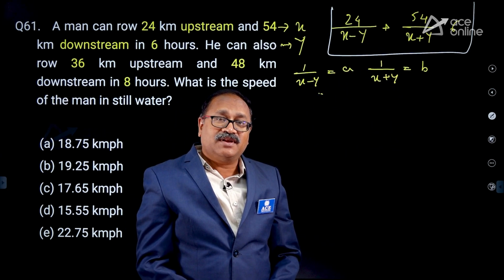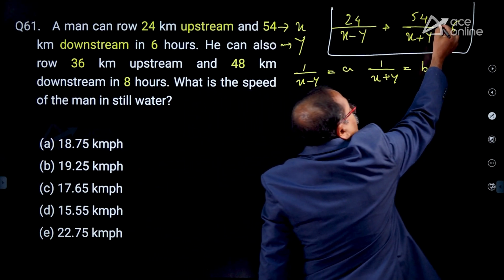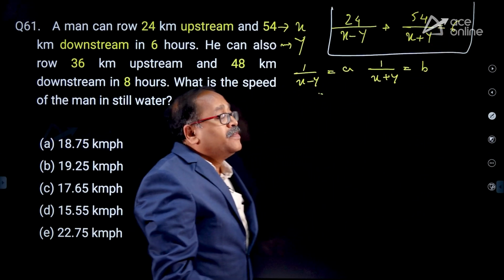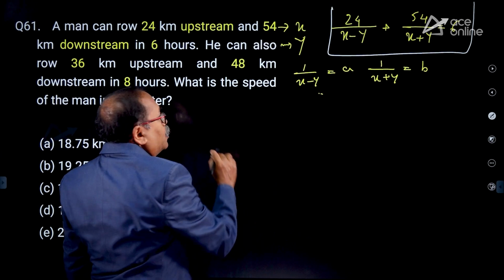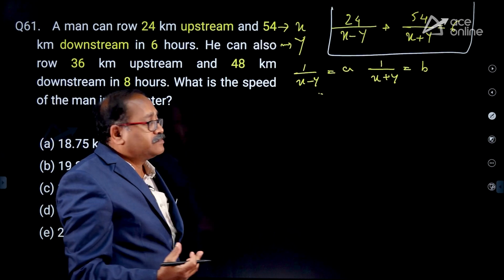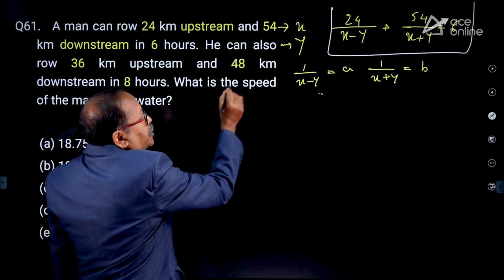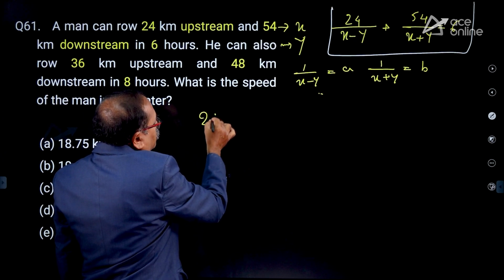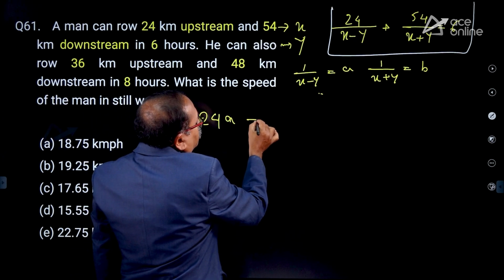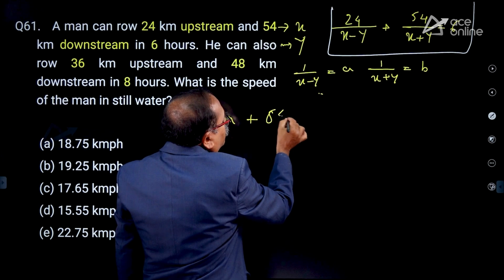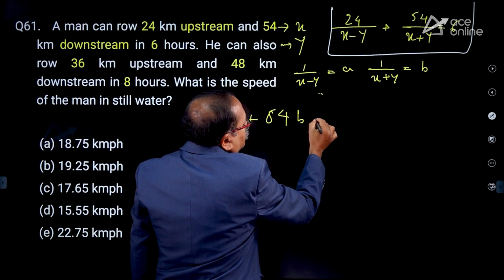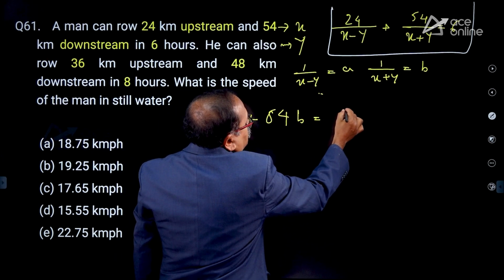Yes, we can write it out. I didn't write the equal to. Hope you are understanding this all. So let's write down this one. Now here my solution starts. Here, that is 24A plus 54B is equal to 6.